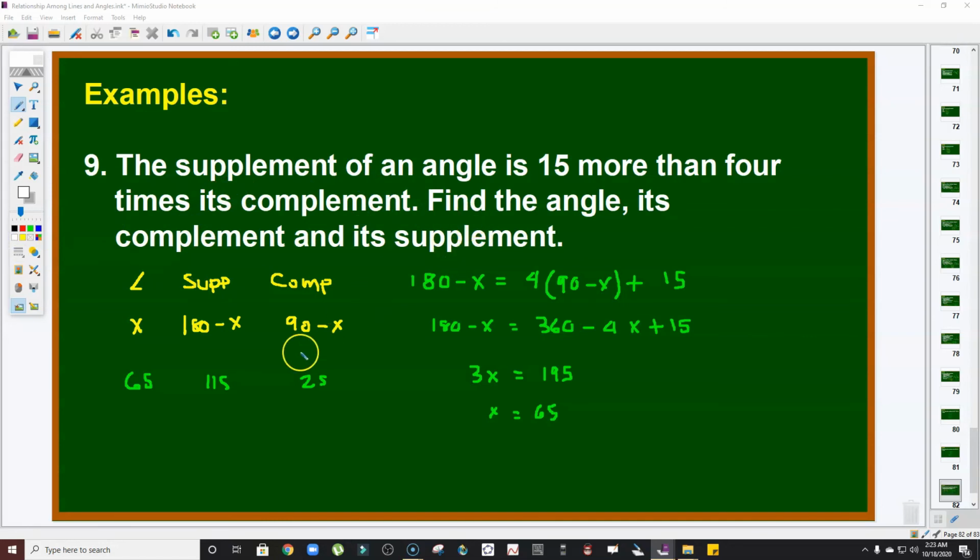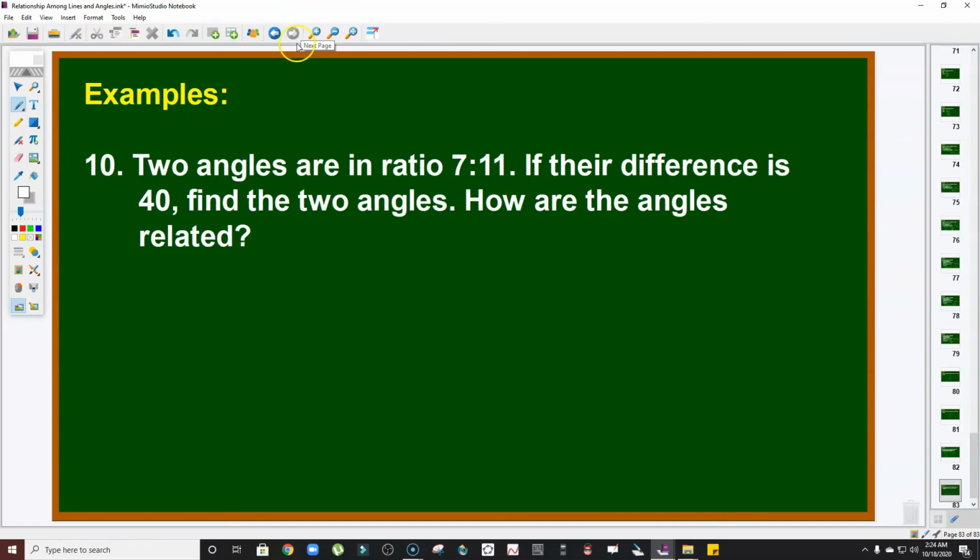Okay, we can verify kung tama yung sagot natin. Ang sabi, yung supplement daw, checking tayo, no? Check natin. Yung 180, supplement. Yung supplement daw is 15 more than 4 times the complement, which is 25. Tanong, equal ba yan? 4 times 25 is 100 plus 15. Well, of course, equal yan. See that? Okay. So, therefore, that's our answer.